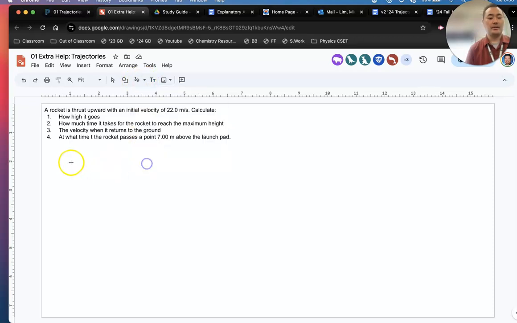Initial velocity is 22 meters per second. So, what letter is that? VI. Everyone write VI on your piece of paper. Yeah, grab a pencil. VI equals 22.0 meters per second.